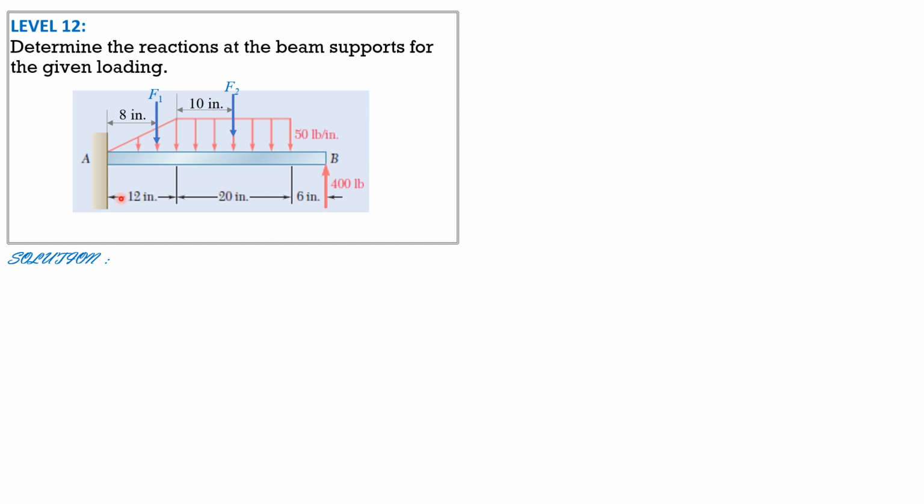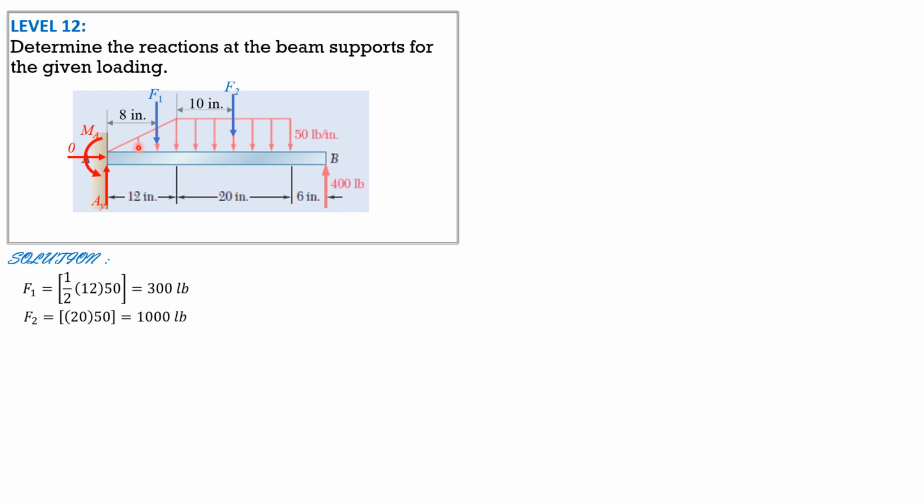So reactions, we have AY and AX is 0. So AY is also RA, and moment at A is, let's assume, counterclockwise. So for AY, we compute first F1 and F2. So F1 is 1/2 of 12 times 50 pounds per inch, so it is 300 pounds. F2 is 20 times 50, 20 inches times 50 pounds per inch, so that's 1,000 pounds.